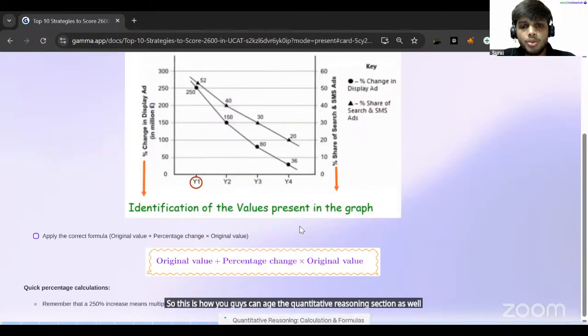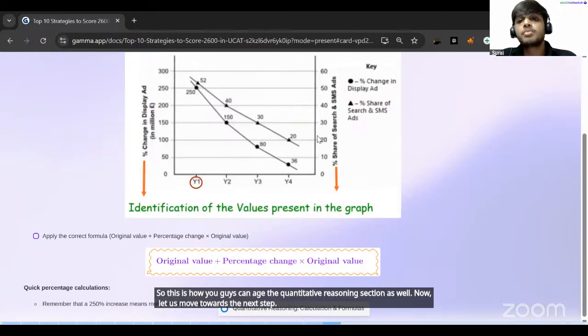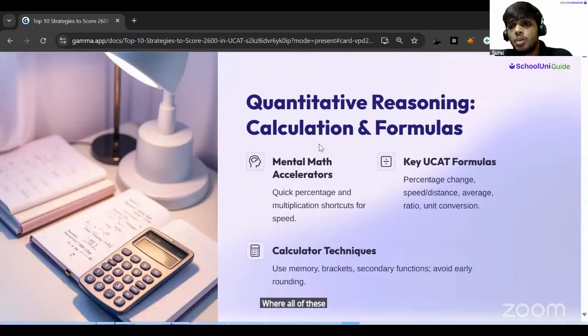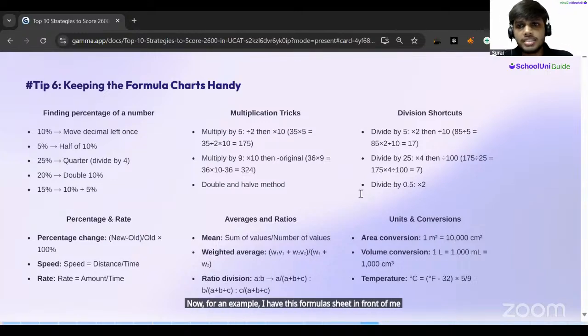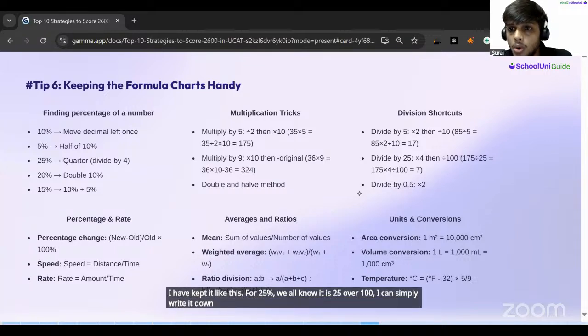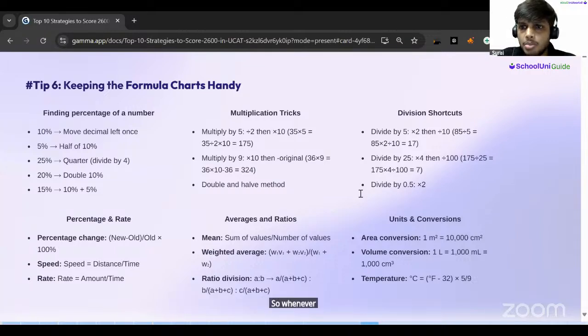Now let us move towards the next step, where all of these calculations and formulas can be converted into a single sheet. For example, I have this formula sheet in front of me. For the percentages, I have kept it like this. For 25%, we all know it is 25 over 100. I can simply write it down as 1 over 4. So whenever I see this type of value, I will simply times it by 1 over 4.